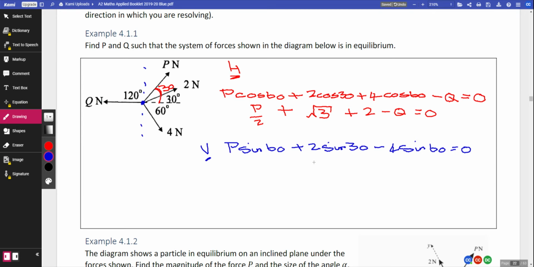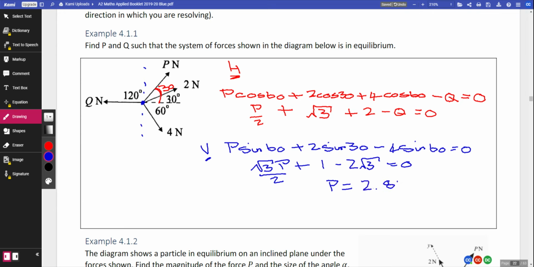So working with this blue equation, we can go on to solve this. So we've got root 3 P over 2 plus 1 minus 2 root 3 is equal to 0. That leads us to P is equal to 2.85 newtons to 3 significant figures.